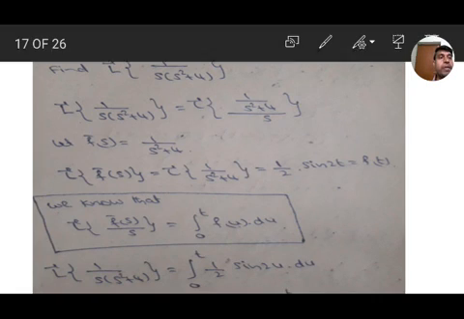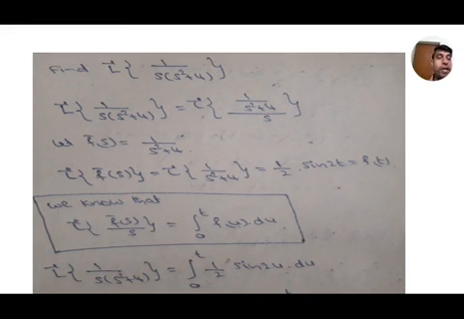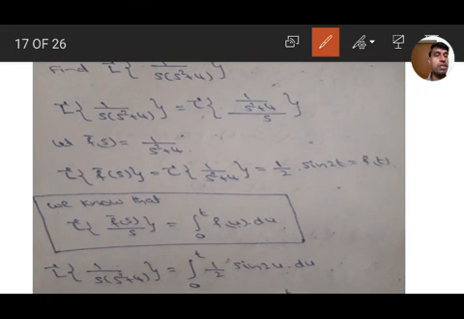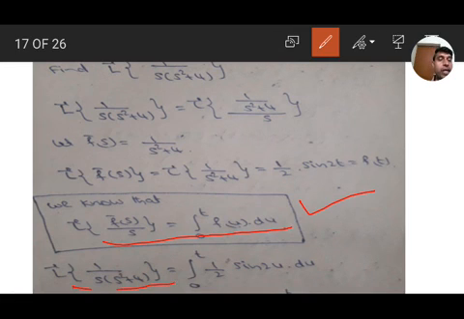Go through the problem. Here we took f bar s equal to 1 by s square plus 4, and its inverse Laplace transform L inverse of 1 by s square plus 4 equal to 1 by 2 into sin 2t, that is f of t, and L inverse of f bar s by s is the formula, integration 0 to t f of u du. Therefore 1 by s into s square plus 4 equal to integration 0 to t 1 by 2 sin 2u. F of u means 1 by 2 sin 2u.